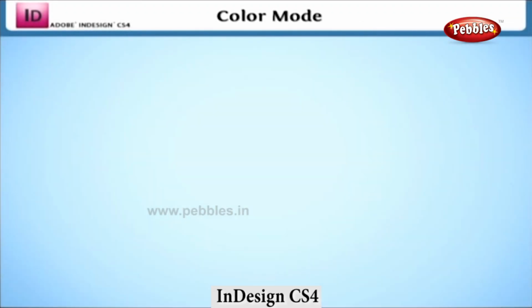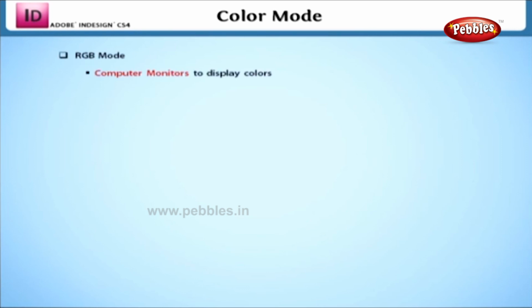Color mode. Adobe InDesign CS4 has various color modes in it, such as RGB, CMYK, Lab, and Swatch colors, which contain various color channels. RGB mode is used by computer monitors to display colors. RGB color mode uses 3 channels, and they are R for red, G for green, and B for blue. CMYK color is used for printing.